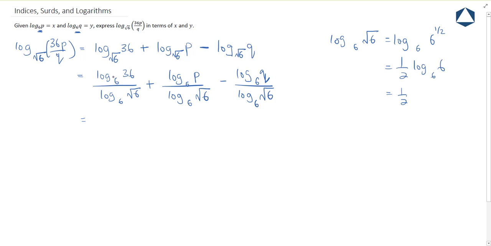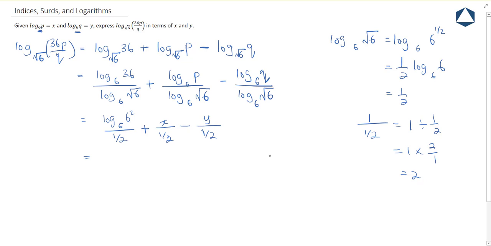So then you have log 36 over 1 over 2, so that will be log 6 to the power of 2 to base 6, over 1 over 2. Plus log p to base 6 is x, over 1 over 2, and then minus log q to base 6 is y, so that's y over 1 over 2. So when you divide by 1 over 2, that becomes 2. Keep in mind 1 over 1 over 2 is just 1 divided by 1 over 2, which is 1 times 2 over 1, so that will be equal to 2.